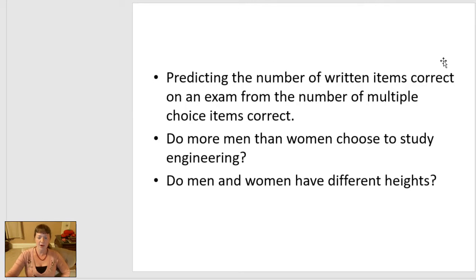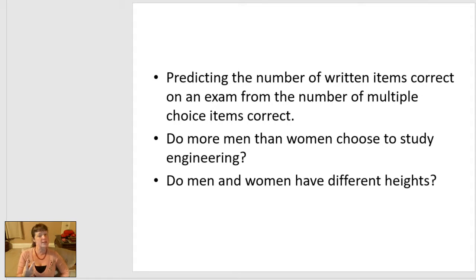Predicting the number of written items correct on an exam from the number of multiple choice items correct. Well, let's see. How many variables do I have? The number of written items correct. That sounds like a variable from more to less. The number, right? More items correct, less items correct. So I have the number of written items correct, and then I have additionally the number of multiple choice items correct. So I have 2 quantitative variables ranging from more to less.